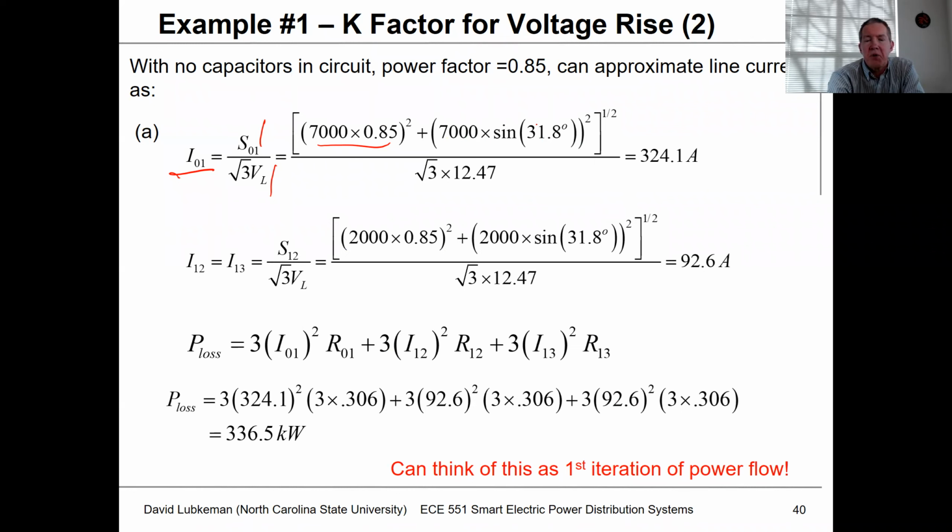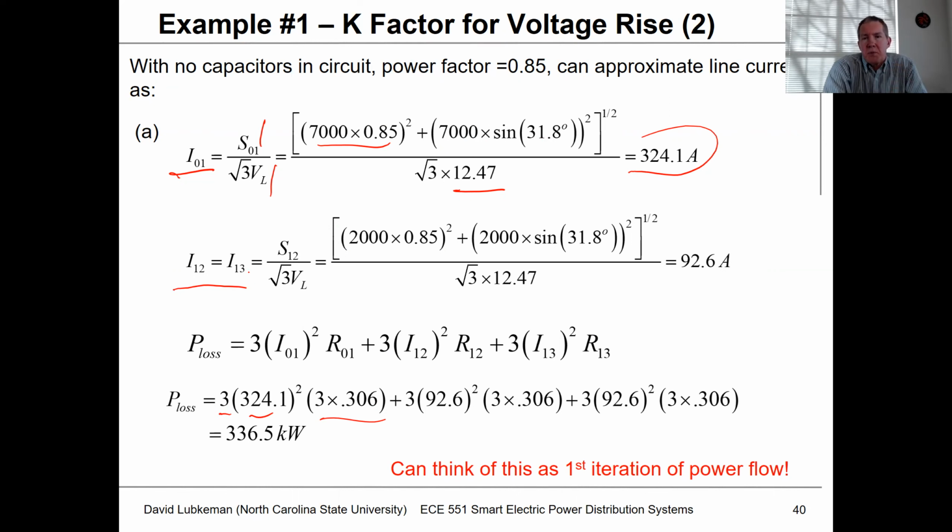So take the square of Q, add these 2 components up, take the square root, that gives us S. Divide by square root of 3 times voltage. And since I just need an estimate, and if we look at this as being sort of like the first iteration of a power flow, I'm just simply going to use nominal voltage there. And so this is going to give me a guess for the current of 324 amps, which I can then use to calculate the loss. So this current squared times 3, because this is 3-phase, times 3, so I have 3 miles times the resistance per unit length is going to give me the loss in that first segment.